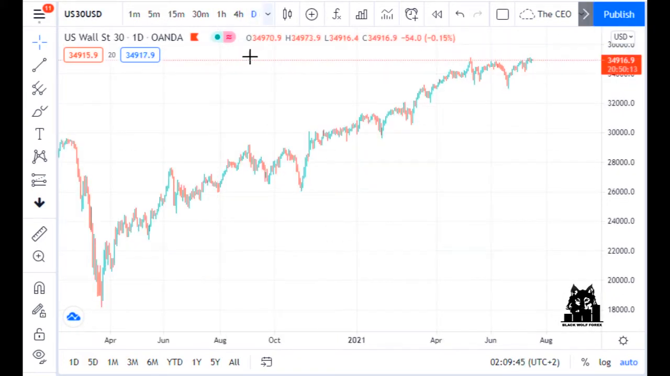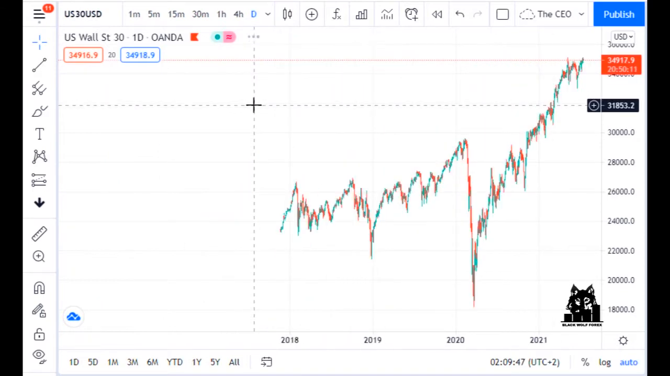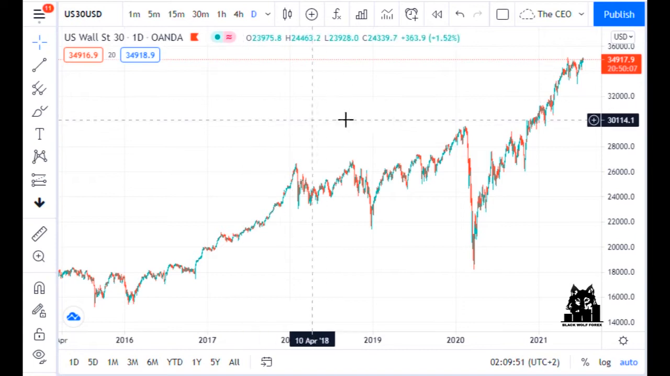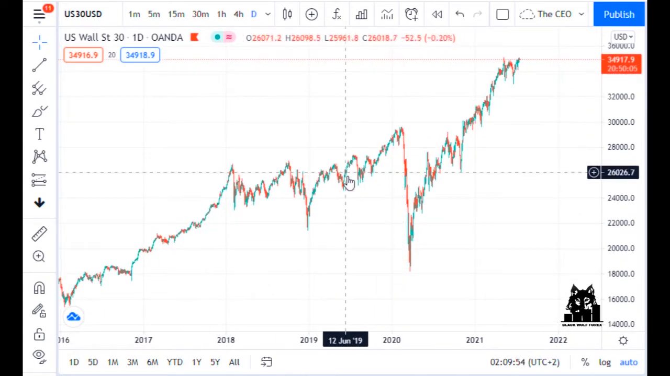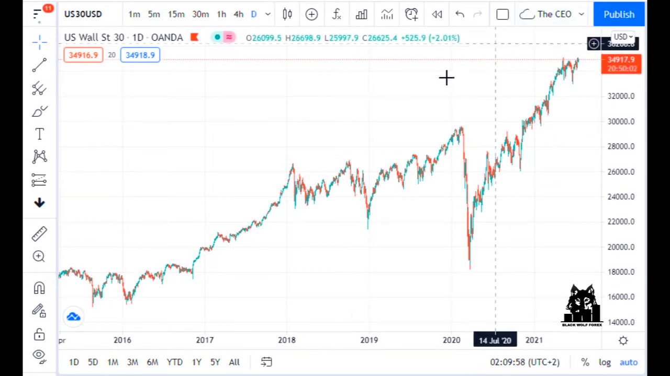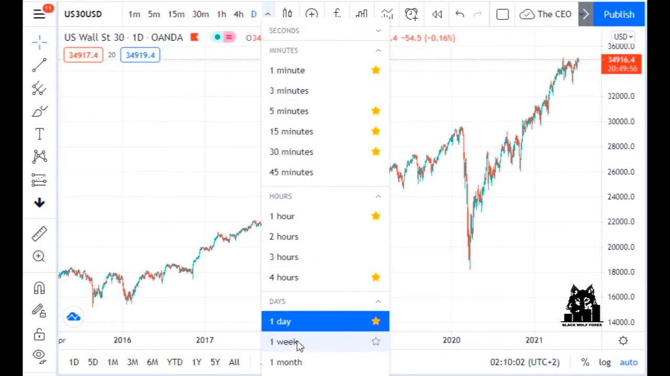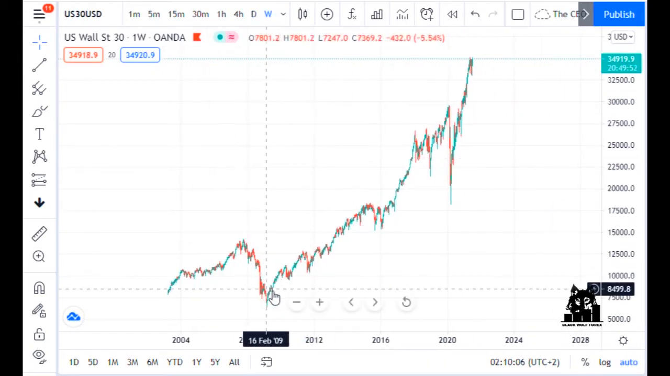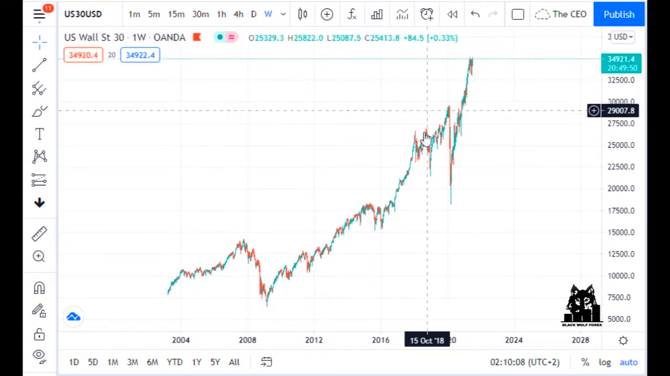So let's just go to our daily and see. As you all can see right now, on our USDT, this is always a bullish trend. It's always a bullish trend, like other indices as well. If you know, you know. Let's go to weekly and see. You can see, guys, this is always going up. It's always pushing for an upwards movement.